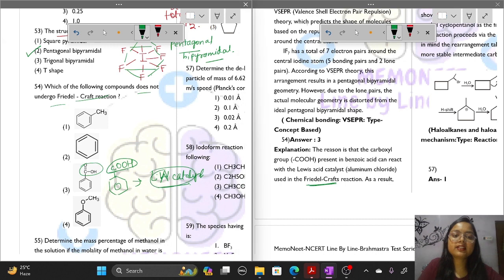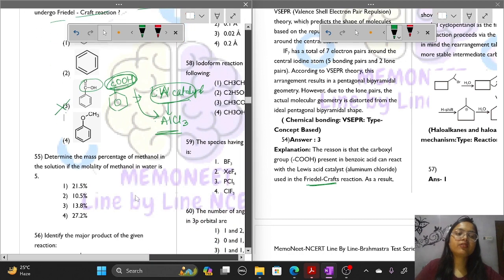What is the Lewis acid catalyst that is present in the Friedel-Crafts reaction? Yeah, it is AlCl3. So this COOH group, carboxylic group, reacts with the Lewis acid catalyst of Friedel-Crafts reaction. Therefore, it does not give reaction with Friedel-Crafts reagent. Okay.